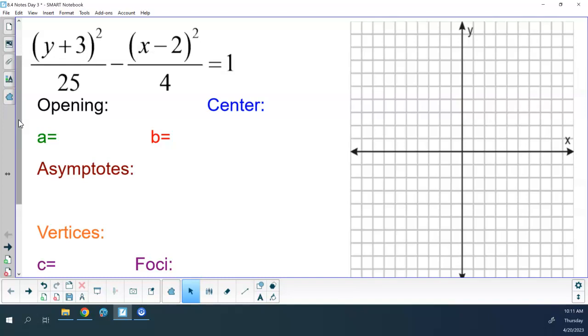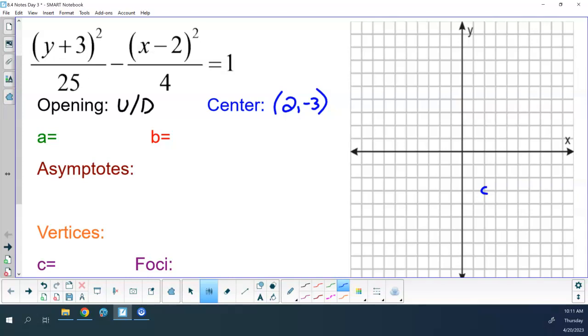First step is we have to determine which way it opens. Which way does this particular hyperbola open? Up and down, because y squared comes first, x squared comes after. So it's an up-down. Center. Where is the center of this hyperbola? 2 comma negative 3. 1, 2, 1, 2, and 3. Center right there. Everybody with me so far?